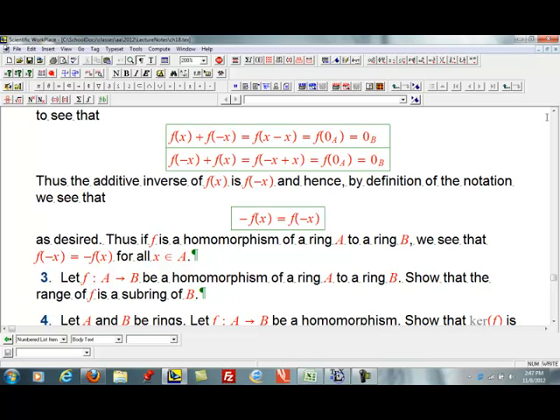Prove that it's a subring. So that would be closed with respect to subtraction. You have to show closed with respect to subtraction. So what does it mean to be closed with respect to subtraction? For all a, b in B, you have to show a minus b is in B. And you have to show a times b is in B.